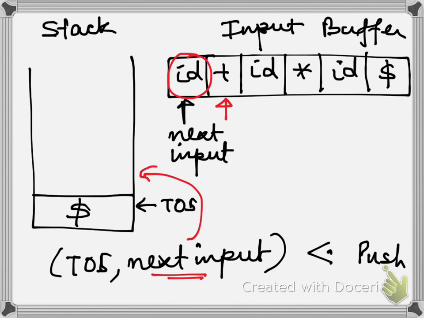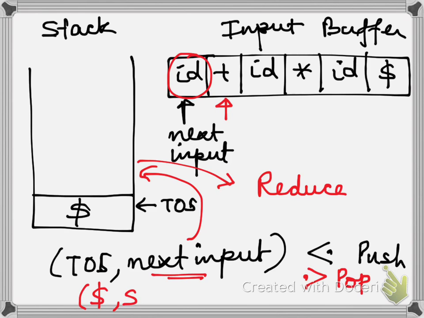If the TOS and next input pair's cell is greater than, then we are going to pop the element from the top of the stack. So this is basically a reduce step. We are going to reduce that particular symbol to its non-terminal. So two options, push and pop. And then if we get $, then it is accept. Then we accept the string. So this is the very simple algorithm for parsing.